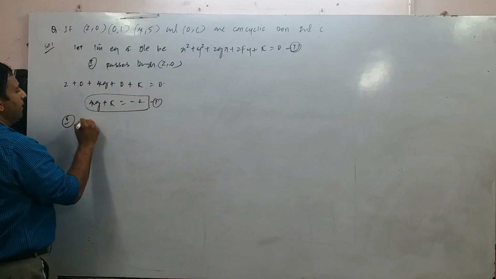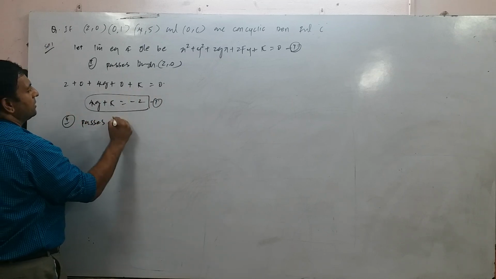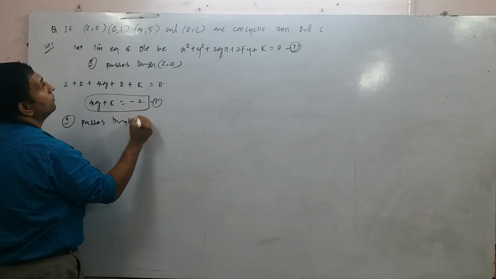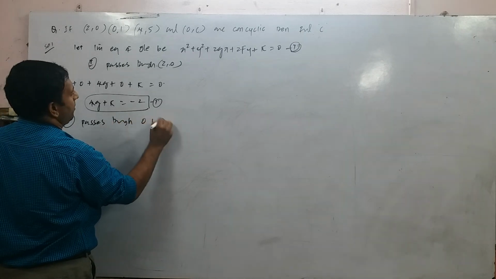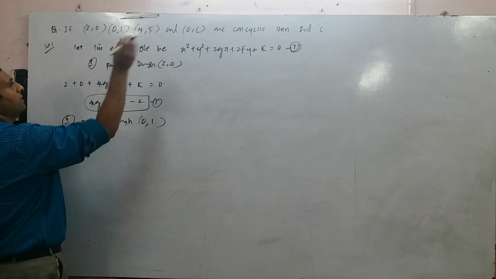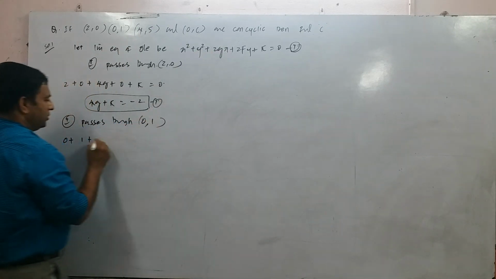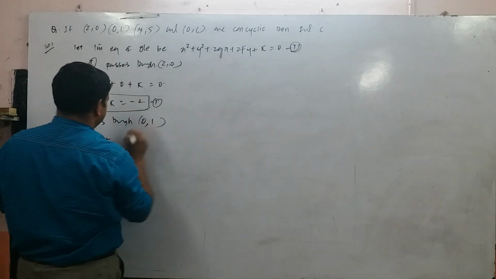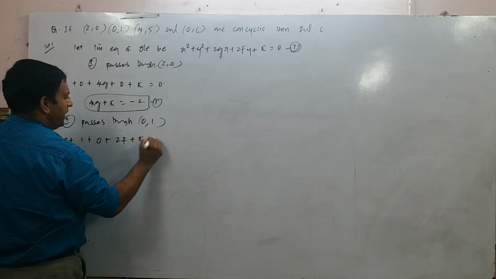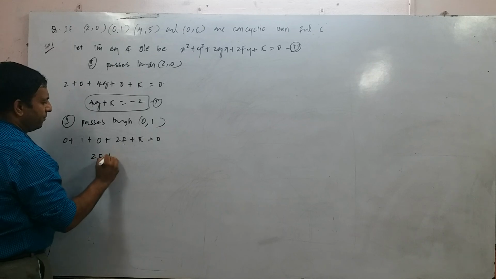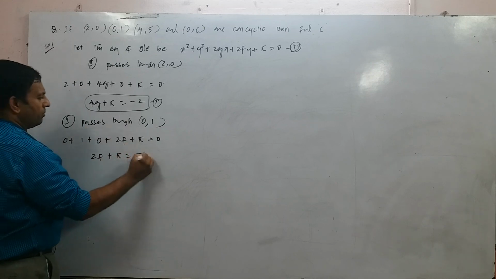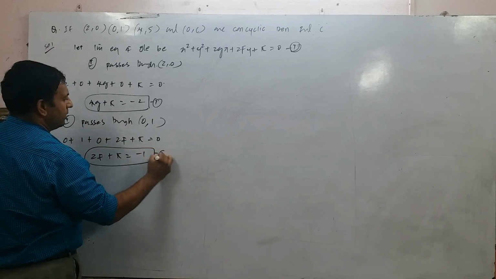Next, I passes through (0, 1). Take this and substitute: 0 square plus 1 square plus 2g into 0, which is 0, plus 2f plus k is equal to 0. So you have 2f plus k is equal to -1. You call that equation number 2.